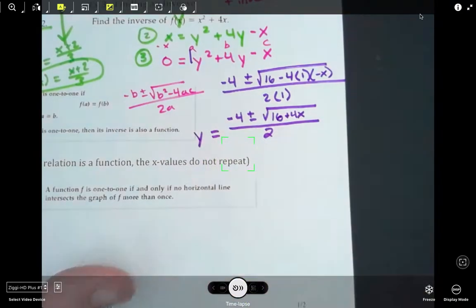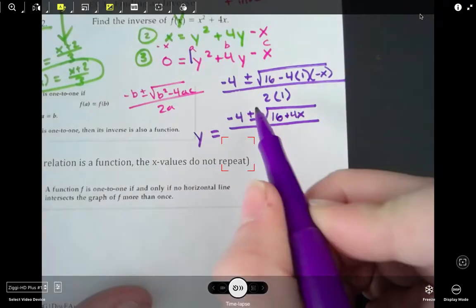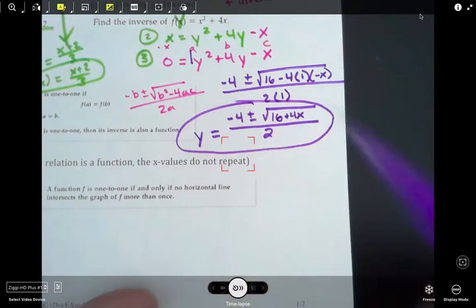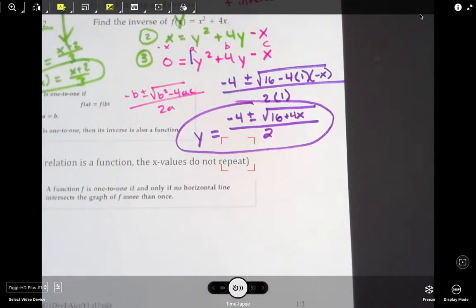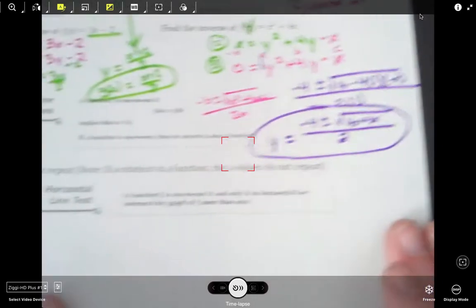Y equals that thing. Did we solve for y? Is it ugly? Yes. But that's what it's going to look like. Good? Beautiful. We could pull a 4 out of that square root and then reduce everything, but we're just going to leave it like that. We won't reduce. All right.